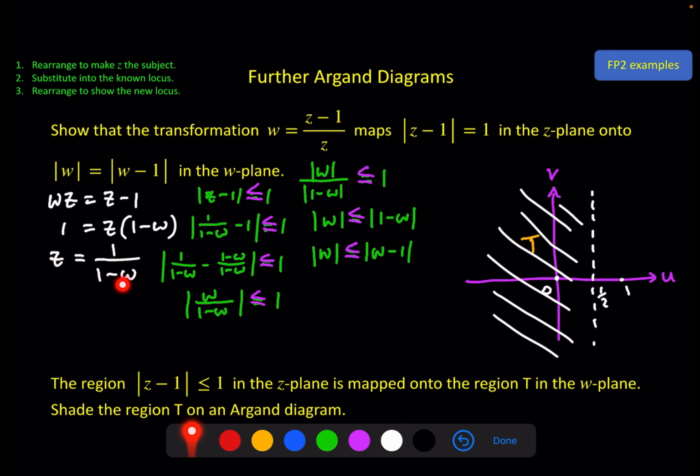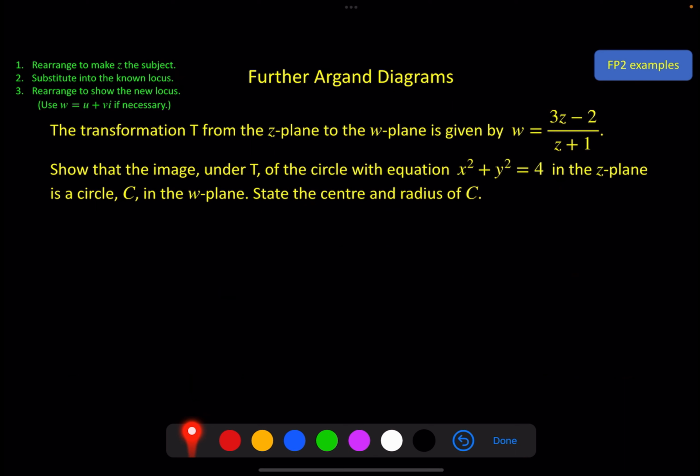So once you've substituted in to the locus, most of the work is interpreting or rearranging in order to interpret what you've got. We're going to take that a little bit further now and say what happens if this locus is not quite so easy to interpret once you get to the end of this process. So here's an example of this. The transformation T from the z-plane to the w-plane is given by this formula. Show that the image under T of the circle with this equation in the z-plane is a circle C in the w-plane. State the center and radius of C.